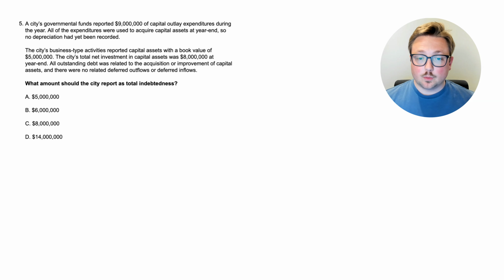All outstanding debt was related to the acquisition or improvement of capital assets, and there were no related deferred outflows or deferred inflows. So again, we're trying to calculate total indebtedness. Based on everything you've learned so far, you probably can give this a good try. So I want you to pause the video, do this on your own, and when you're ready, come back, we'll look at the answer together.